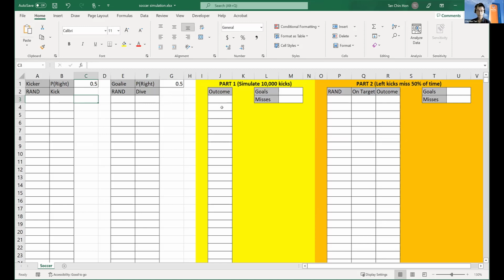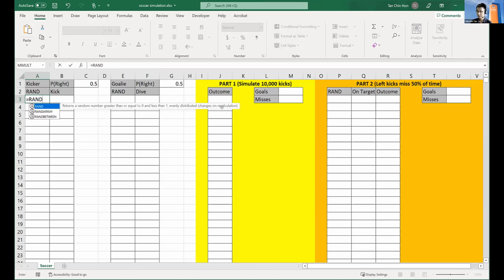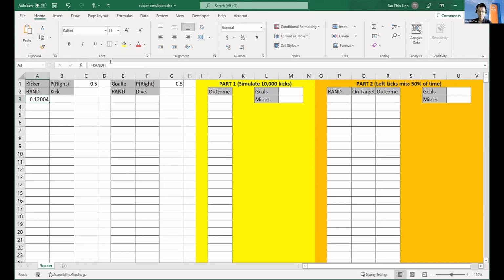The next thing we want to do is generate a random number. For the random number, we are going to use the function RAND. Type this over here: equals RAND, then open and close brackets. It generates a random number. Let me copy and paste this into the chat box in case you need to copy it and paste it over here. You can press F9. Every time you press F9, it is going to generate a new random number. Observe that this random number is going to be between 0 and 1.